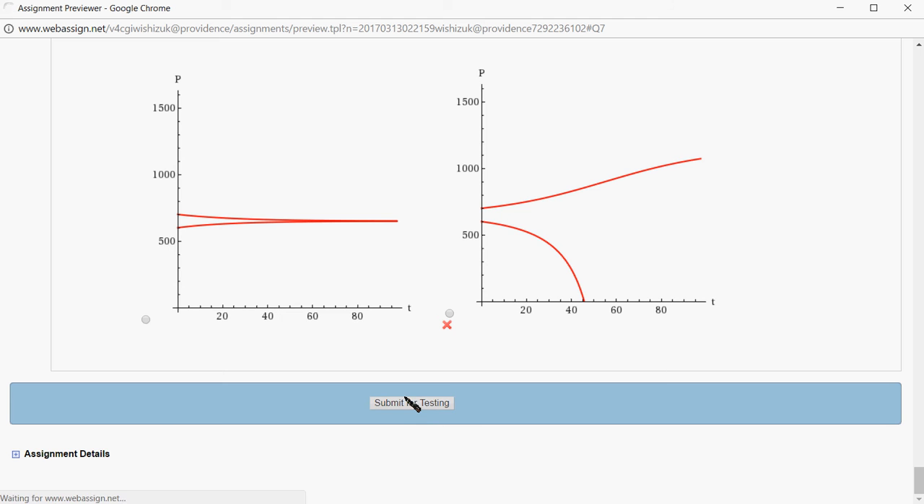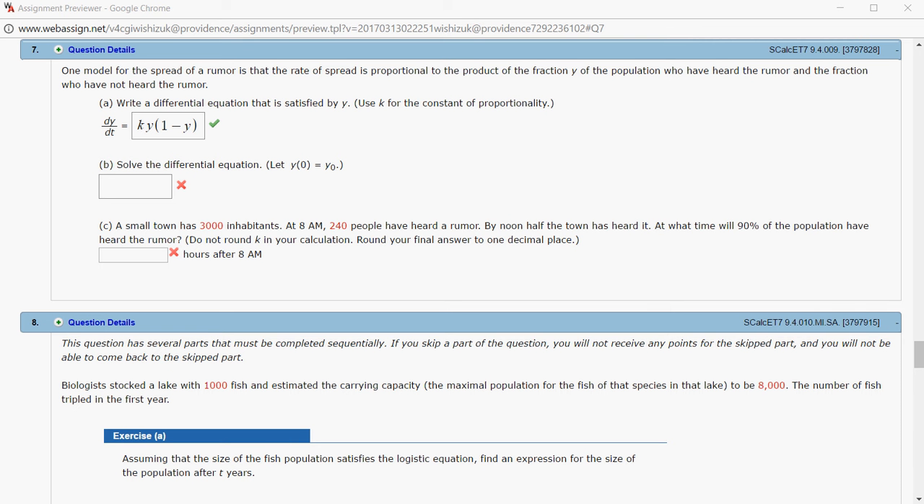Submit for testing. All right, I came back and it looks like we got part A correct. So let's look at part B.